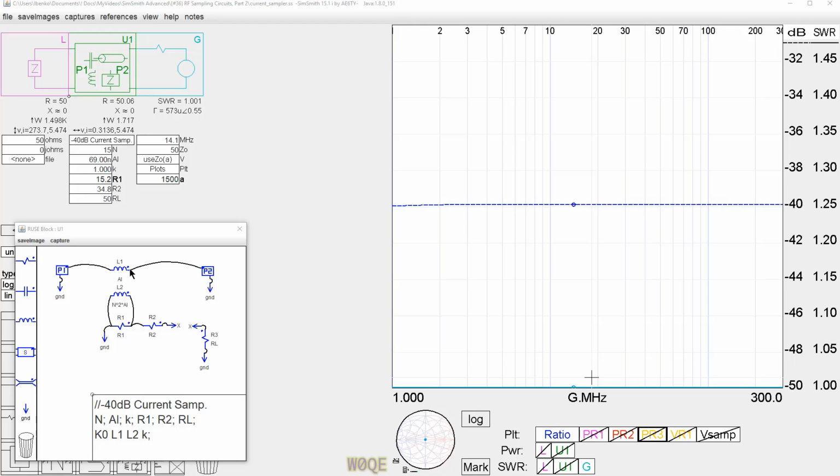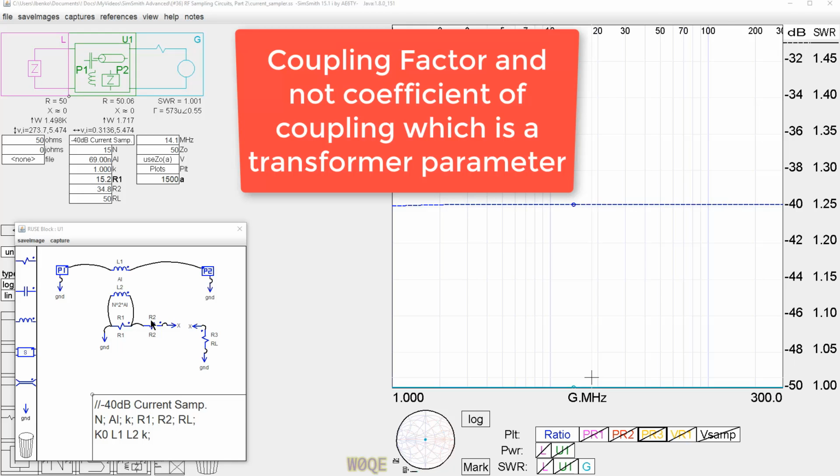but we basically have a transformer where we have a single turn going through a core here. We have some larger number of turns here. We have an impedance here and another impedance. We probably don't need R2, but if you want to tweak the actual value of the coefficient of coupling, R2 is a valuable component to have.